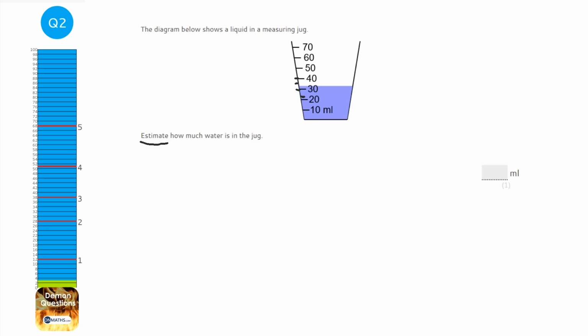I think if you wrote the number 35, you would get that wrong because it's clearly less than halfway. To get it right, you might get away with 34, but definitely 33 or 32. I think, personally, it's closer to 33, but some of you might look at that and think it's closer to 32, and chances are we'll both get the marks.